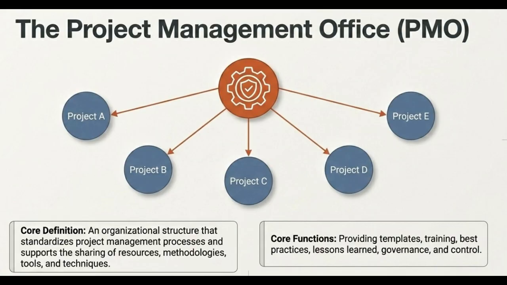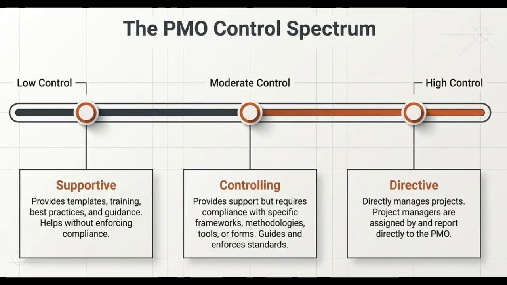A directive PMO directly manages projects. In this structure, project managers may be assigned by the PMO and report to the PMO. This type has a high level of control. So remember, supportive PMO helps. Controlling PMO guides and enforces standards. Directive PMO manages directly. For the PMP exam, pay attention to the language in the question.